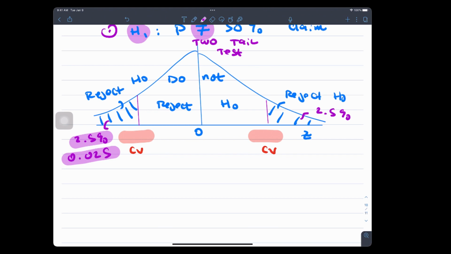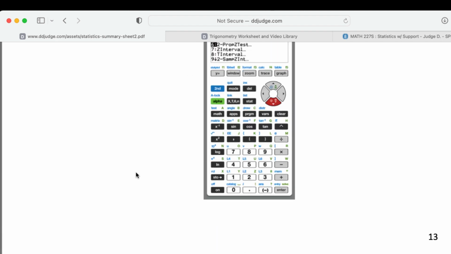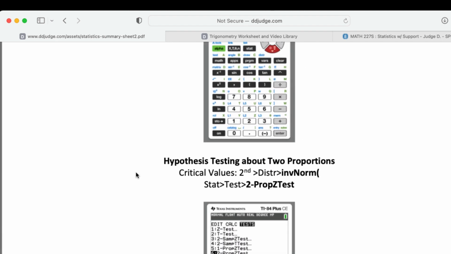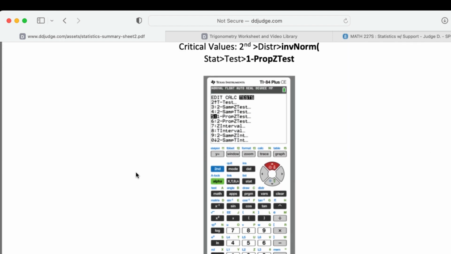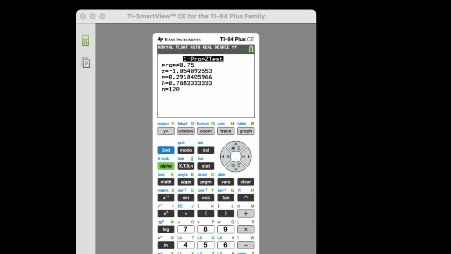Don't you need that information? Right? So why do we need it? How do we get critical values? You guys tell me. Inverse norm. Do I even have that? Look, let me see. You go, okay, Mr. Judge, you made this sheet for us. I even put that in your sheet there. Critical values, second distribution, inverse norm.